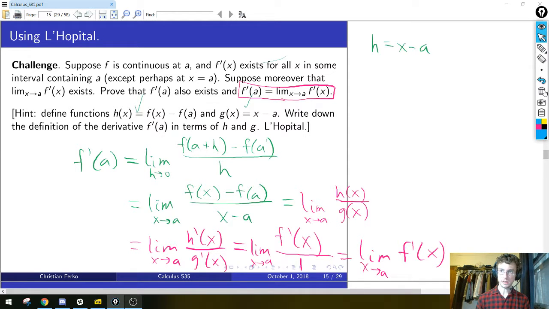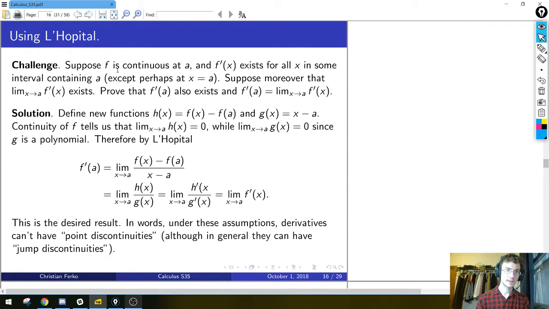Cool. Okay, so just one more time. Following the hint, you let h be f of x minus f of a, and g be x minus a. As I've argued, both of these go to 0 as x goes to a. So apply L'Hopital to the limit of their quotient to get the limit as x goes to a of h prime over g prime, which indeed, as you told me, is the limit as x goes to a of f prime.